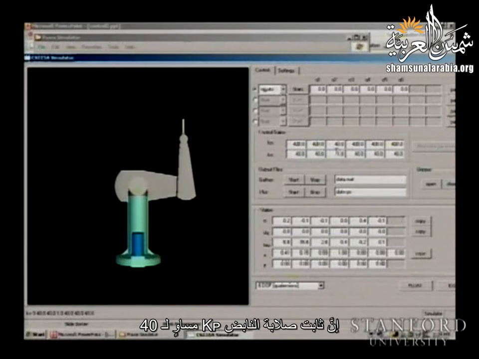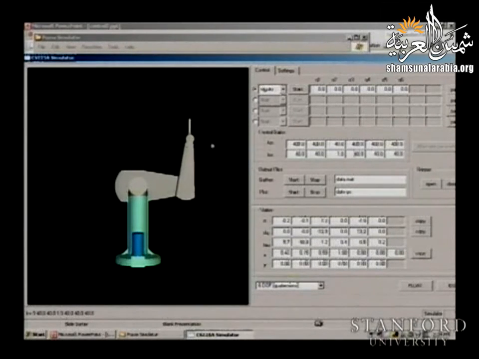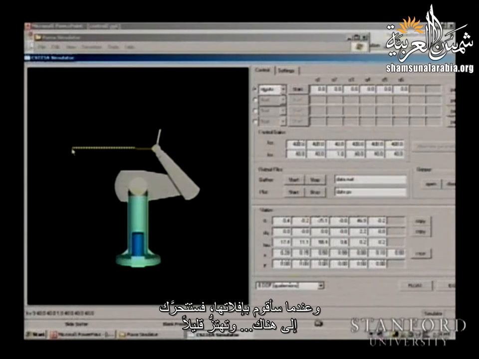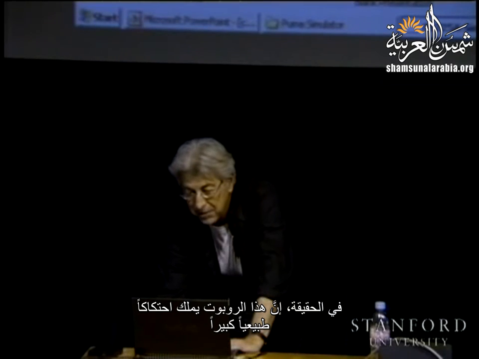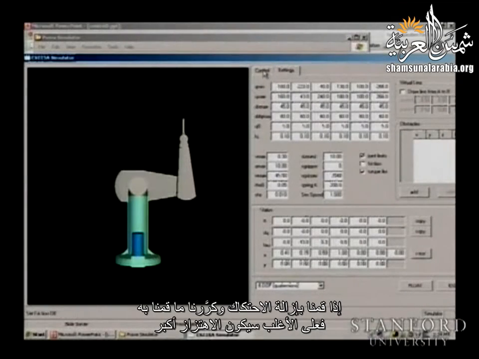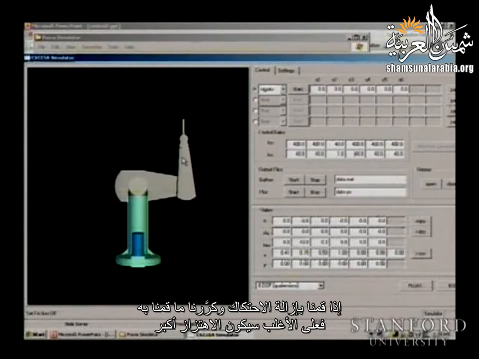So the springness Kp is 40. See now, if I apply a force, there is a deflection, right? And when I release, it's going to go there and oscillate a tiny bit, not too much. In fact, this has a lot of natural friction. If we remove the friction and do the same thing, it will probably oscillate more.